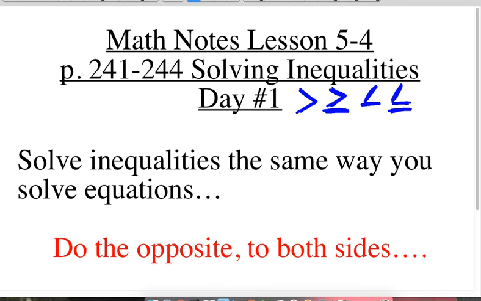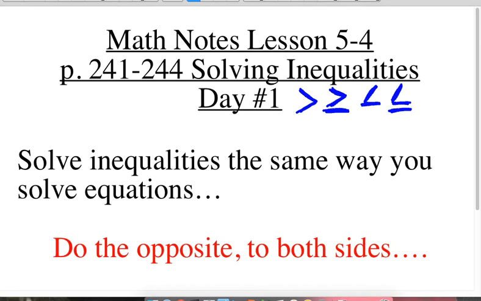So you can see that I've typed on here, and hopefully you're writing down in your notes, that solving inequalities is the same as solving equations. The process is the same. And we always are going to be doing the opposite of whatever's happening in the problem. And whatever we do to the left side of the inequality, we have to do to the right side.